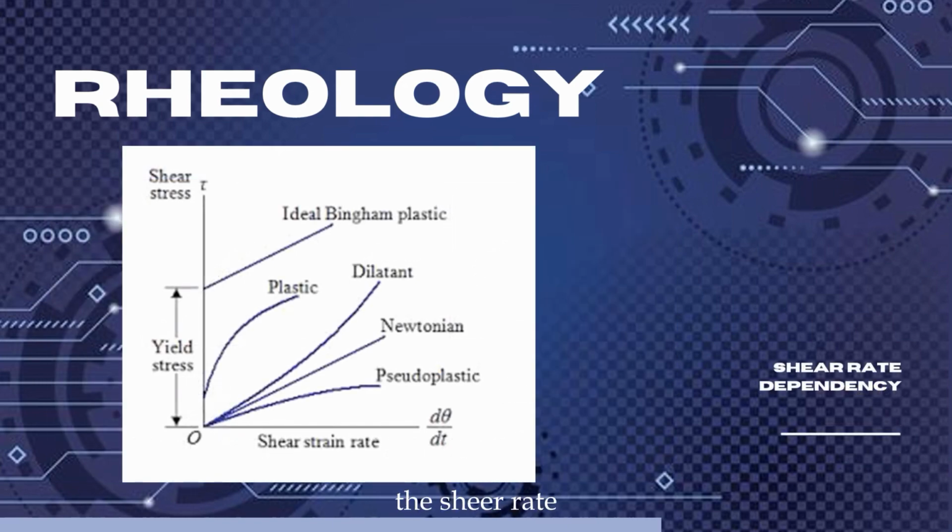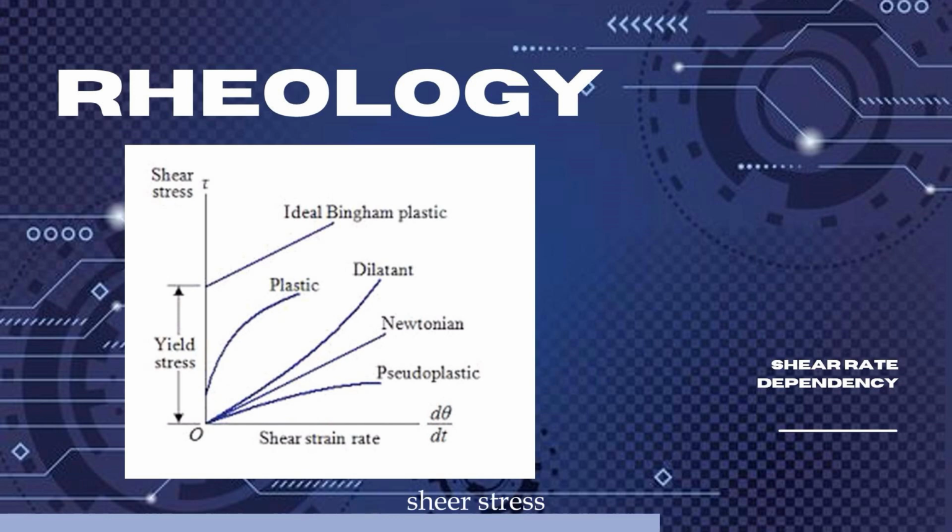The figure depicts the shear rate dependency. Bingham plastic: a minimum shear stress known as a yield stress must be exceeded before flow begins. Like tomato ketchup and mayonnaise.